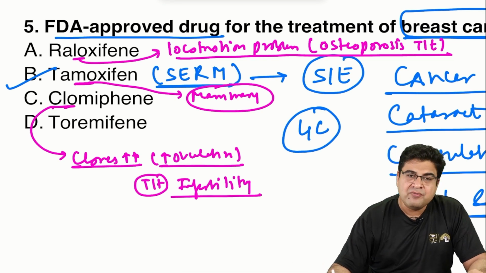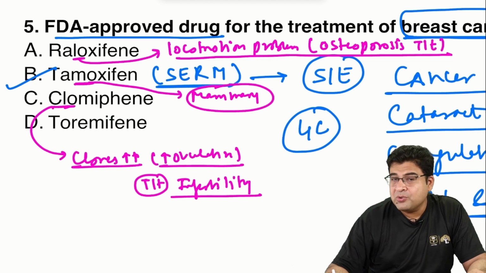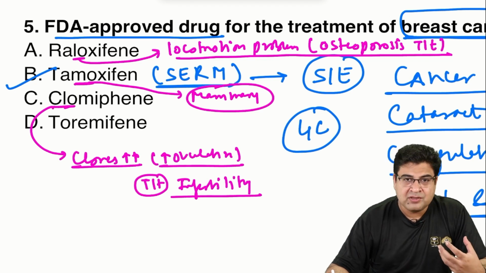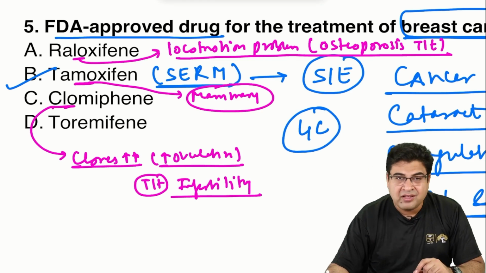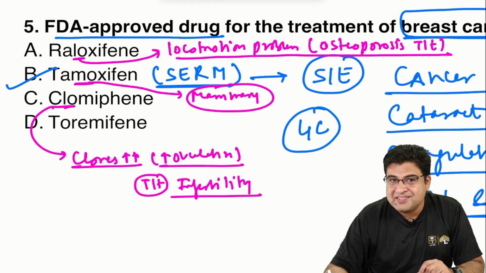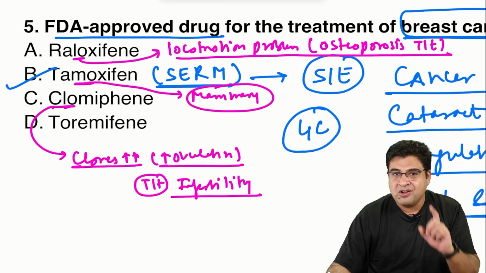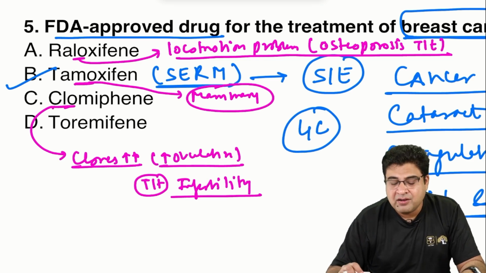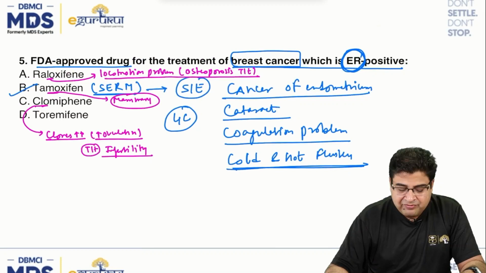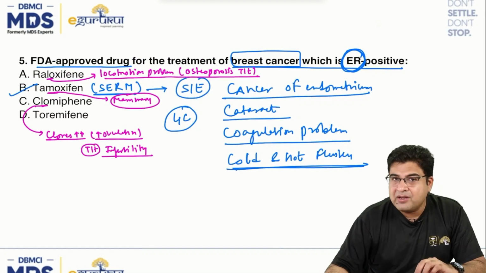So we can remember it this way: if you really want to have clones in your family, if you want somebody who looks like you in your family, take clomiphene. This will give you a lot of clones, because the medicine's side effect is multiple ovulation. Not a single ovum will come out, multiple ova will come out, and you can have multiple kids together. So question number 5, answer is B, Bombay, tamoxifen is the answer.